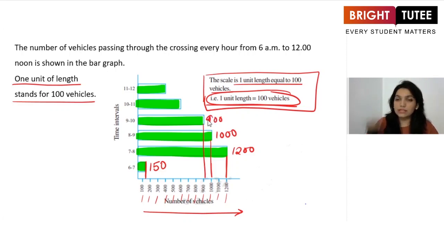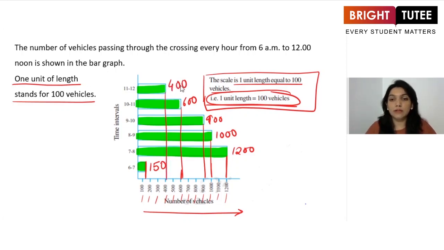You see these lines that I'm drawing, I'm just trying to see accurately which particular number is falling at this particular bar length. Okay, so from 10 to 11 what do we have? We have got 600, right? And from 11 to 12 what do we have is 400. Clear? Now I can ask you several questions related to this bar graph.